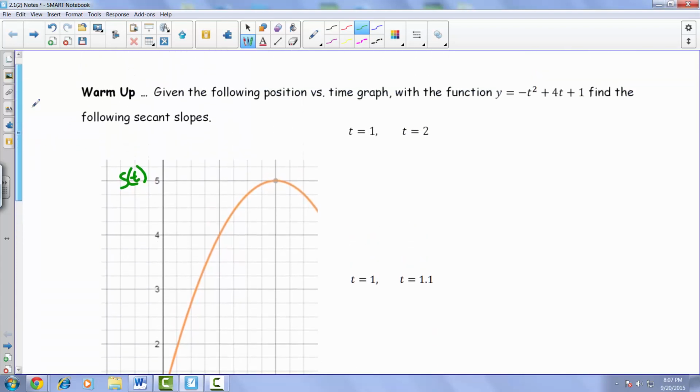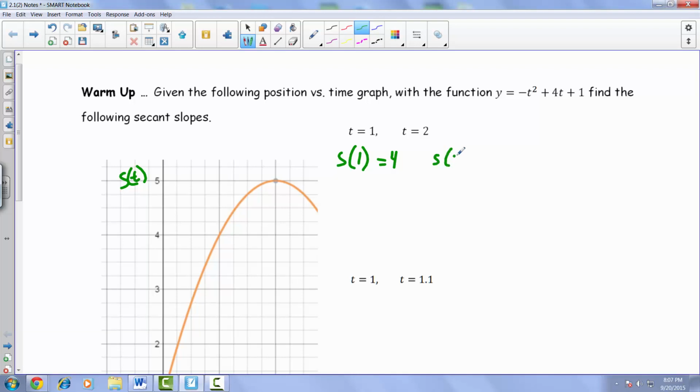Now, when we're finding the secant slopes, we notice that we have this particular t-value 1 and this other t-value 2. And again, these are pretty much just your x values. But what we have to find are the corresponding y values along with them, or our s of t's. So all we have to do is plug in our different t values and see what they come out to be. So at s of 1, in other words, when our time is 1, we throw it in there, and it comes out to be 4.